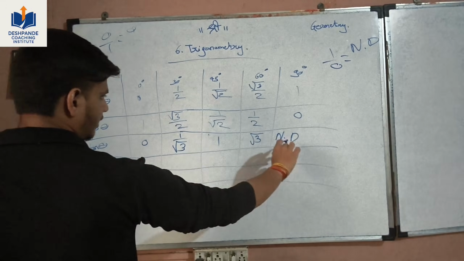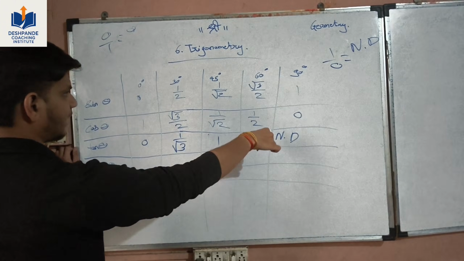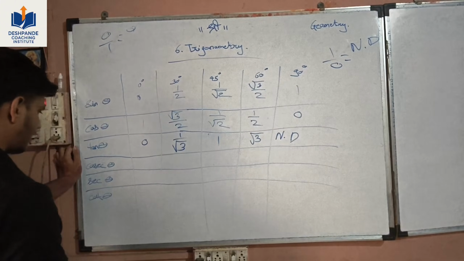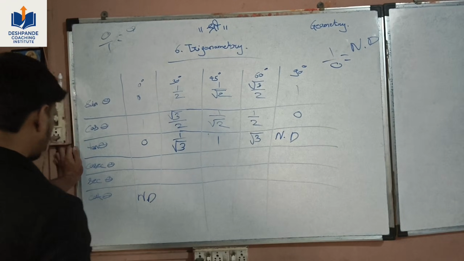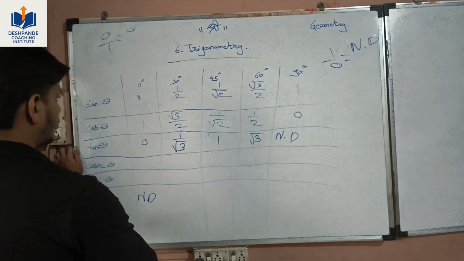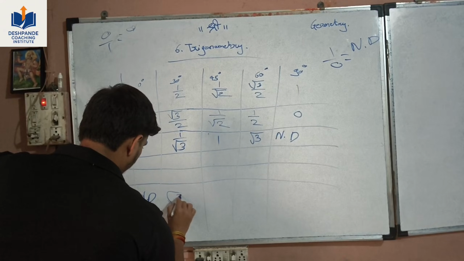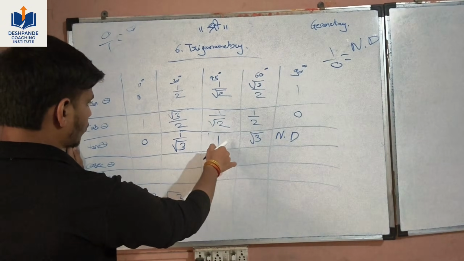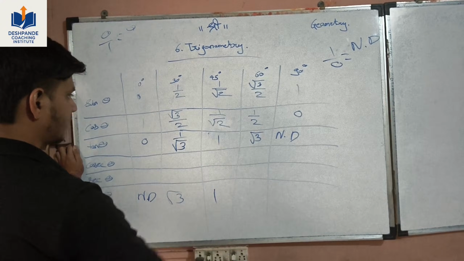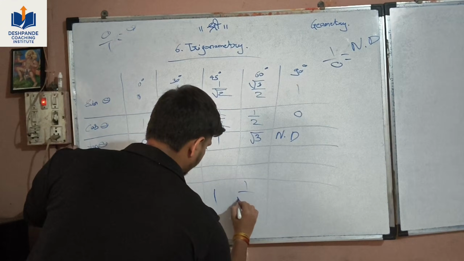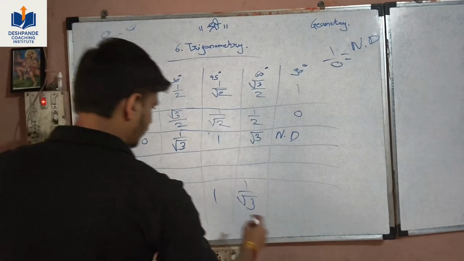So first we will solve cot theta. Cot theta will be the reverse of what is given in tan theta. So what will be the value at 90? I mean it is not defined. So we will write not defined for cot 0 degree. What will be the value for cot 30? Root 3 will be the value for cot 30. So cot 45 is equal to 1. Cot 60 will be 1 upon root 3, and cot 90 will be 0.